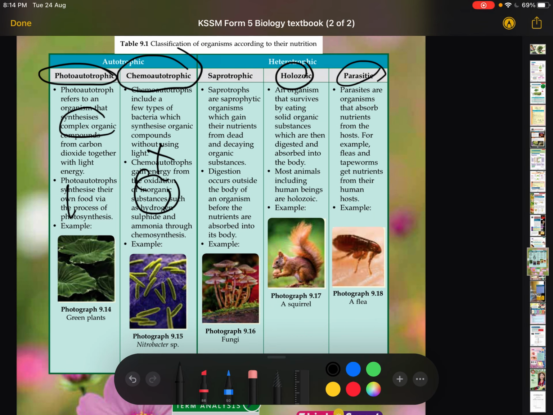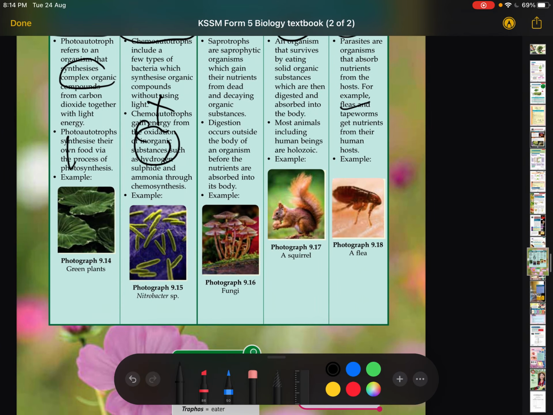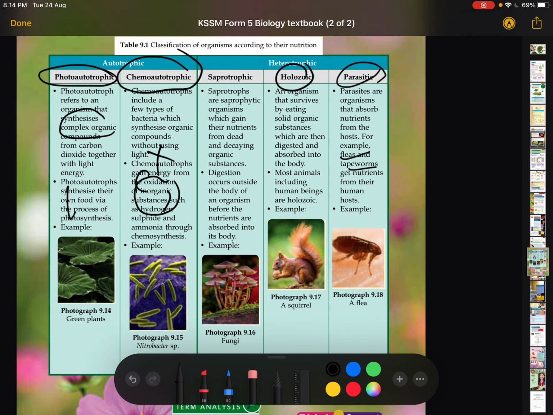And then another one would be parasitic. I mentioned this in the last chapter, where they find a host and then they absorb nutrients from the host and they will harm the host while they get the benefits. So for example, fleas and tapeworms. Imagine having a tapeworm in your intestines. That's kind of disgusting.